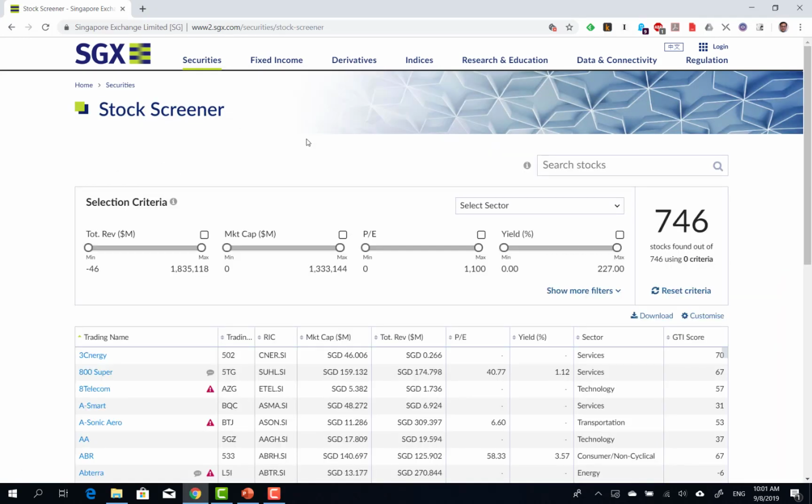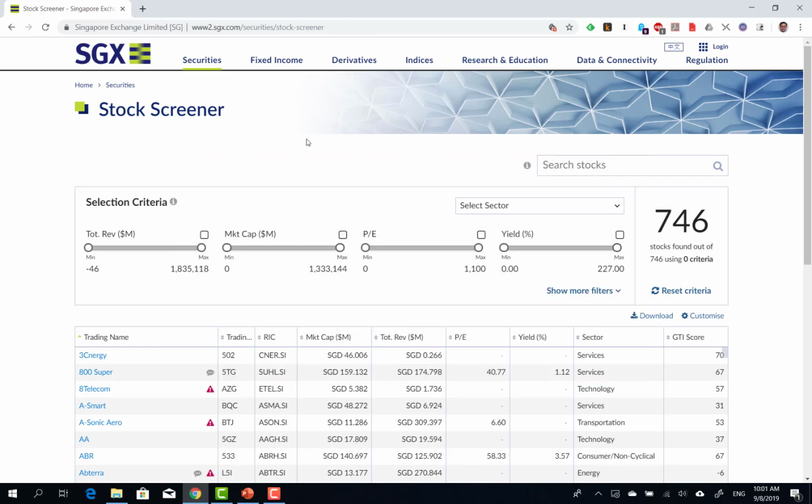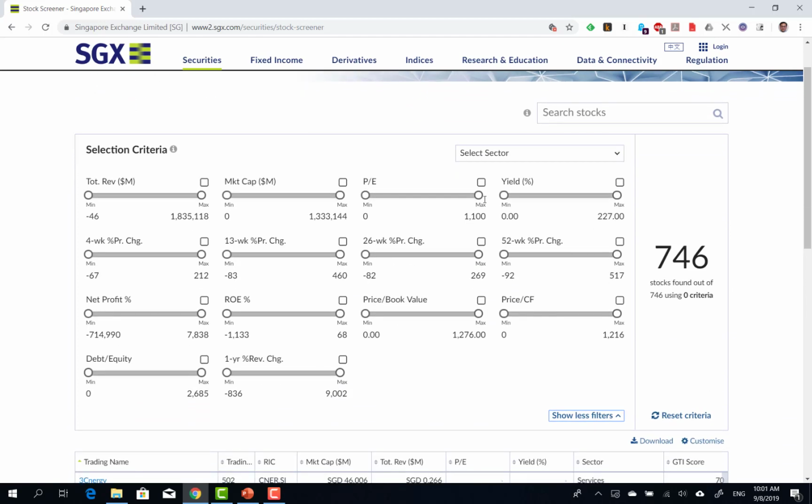So today we'll look at the stock screener with the objective of looking at stocks that are larger than $50 million in size, have a price earnings ratio less than 10, and dividend yields that are more than 5%. The first thing we're going to do is look at our selection criteria. It is useful to know as a retail investor that there are a lot more filters in this online version of the criteria.